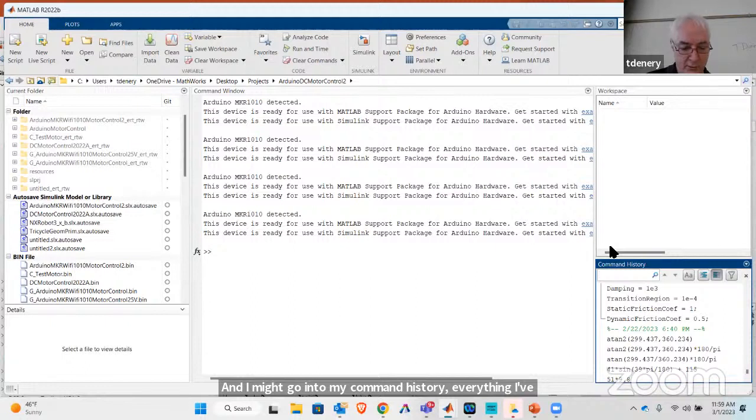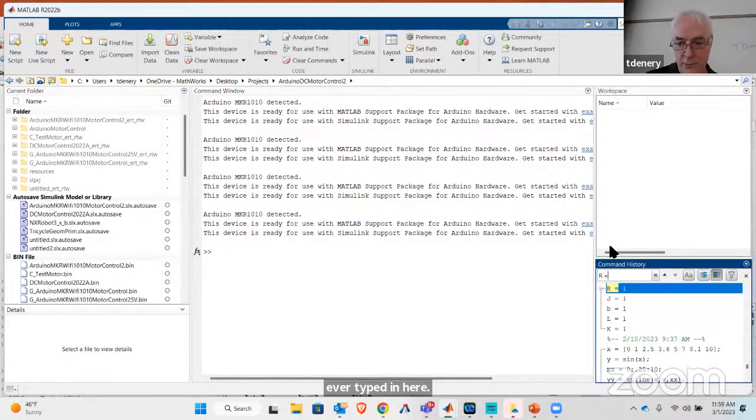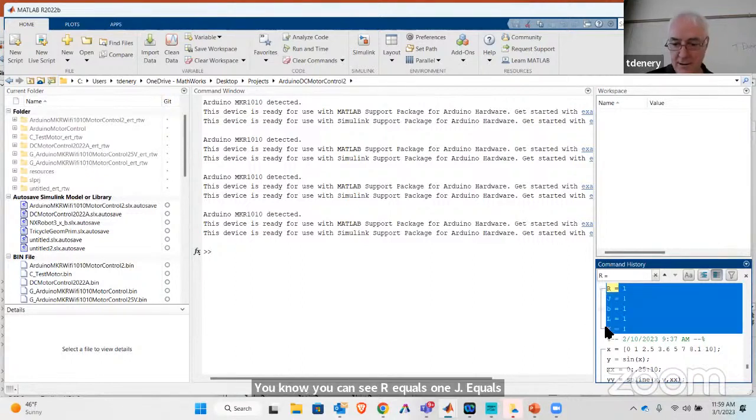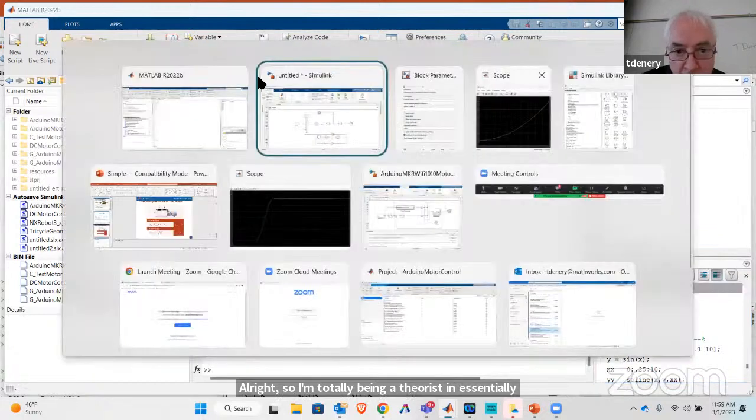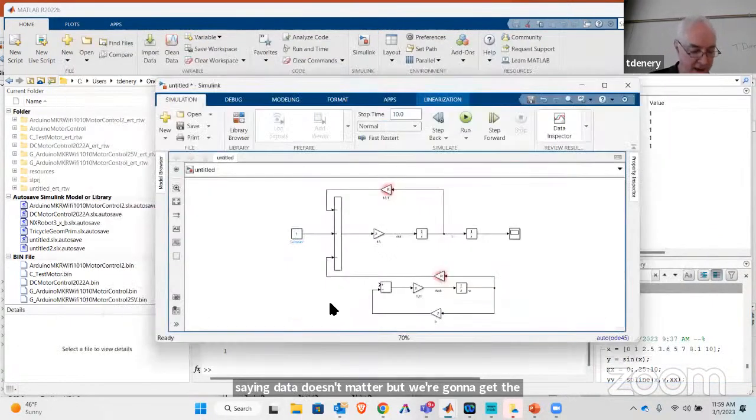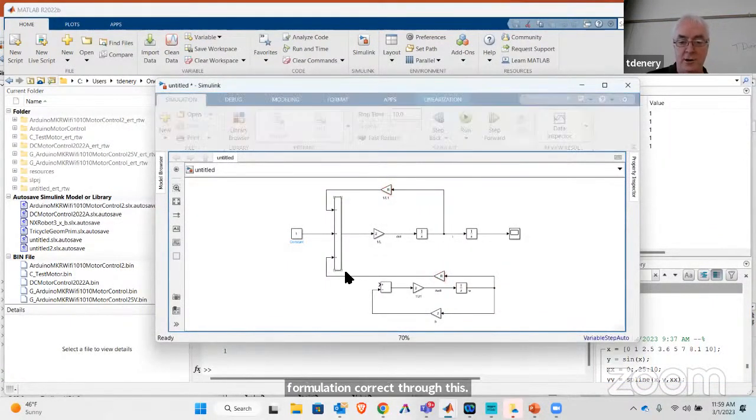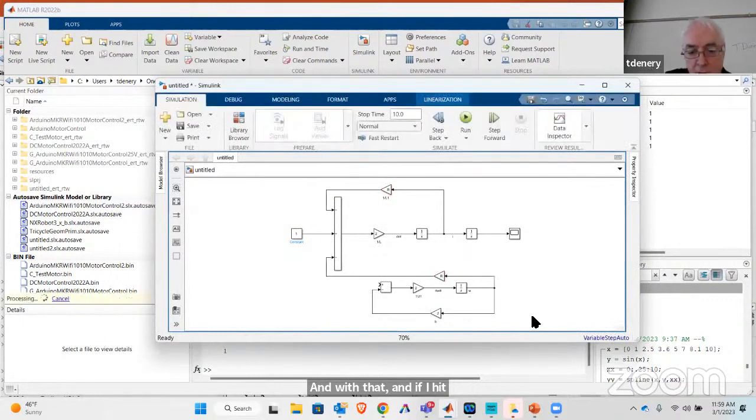is available. And I'm going to look for an R equals, and you can see R equals 1, J equals 1, B equals 1, L. All right. So I'm totally being a theorist and essentially saying data doesn't matter. But we're going to get the formulation correct through this. And if I hit Control D, it will update the chart and all those things are good now. And so we're real close, right?